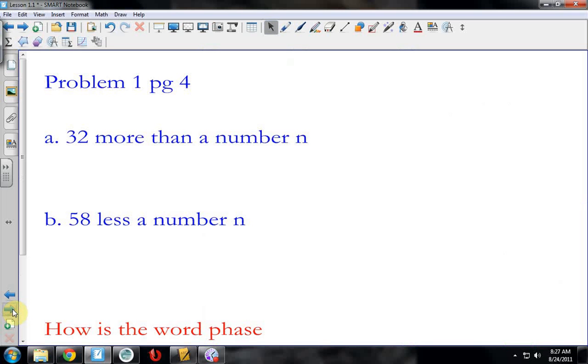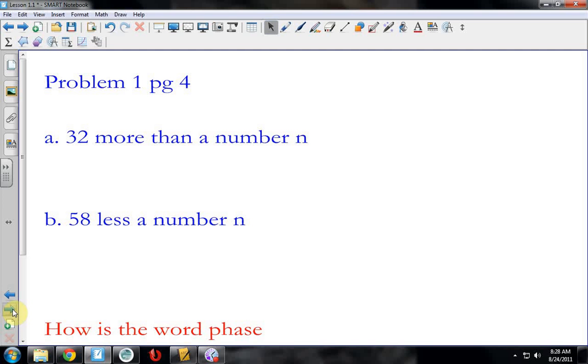All right, so this is problem 1 on page 4. Now in these books, they say problem 1, 2, 3, and 4 instead of examples. But just think of when I say problem, it's like example 1 in the book. So it's not like an actual homework problem, it's an example. What they did is they gave us a sentence. What we want to do is take this and change it to an expression, an algebraic expression.